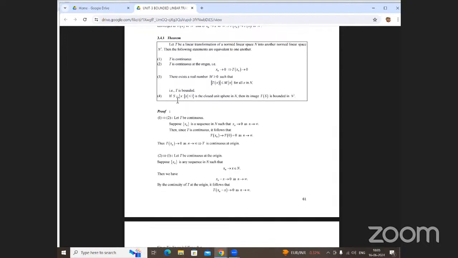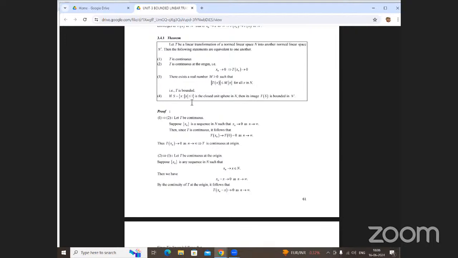And the fourth one is what? Capital S equal to the set of X, where X is an element of the normed linear space. What is the condition given in the set? Norm X is less than or equal to 1. This is the closed unit sphere.